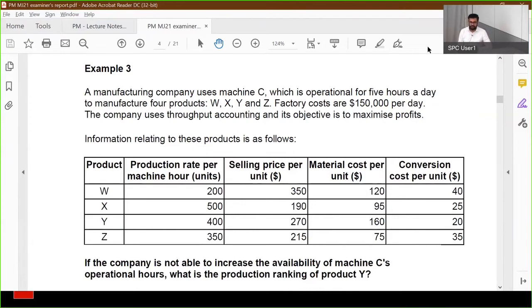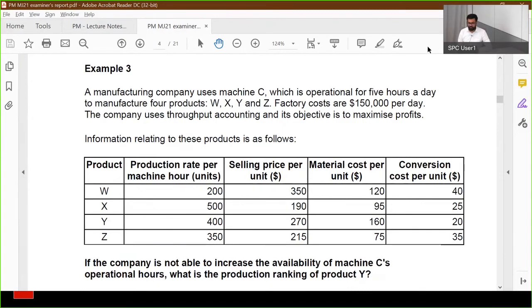So let's read it. A manufacturing company uses machine C, which is operational for 5 hours a day, to manufacture 4 products, W, X, Y, and Z. Factory costs are $150,000 per day. The company uses throughput accounting, and its objective is to maximize profits. It's specifically mentioned in the last line that the company is using throughput accounting, so this question is from costing techniques, where the examiner is testing throughput accounting principles.